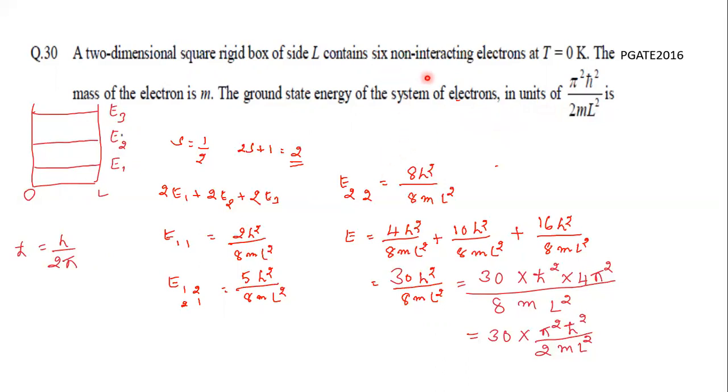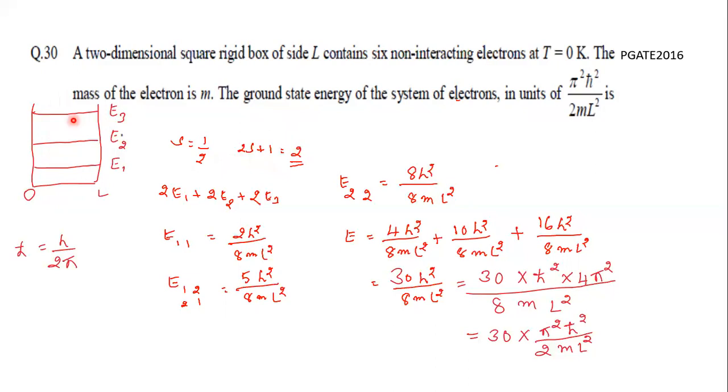As we have 6 electrons, and as we know, the spin of the electron is half, the spin multiplicity must be 2s plus 1, which is 2. So we can arrange 2 electrons in every energy level. As we have 6 electrons, 2 electrons can be arranged in the ground state, 2 in the first excited state, and 2 in the second excited state.